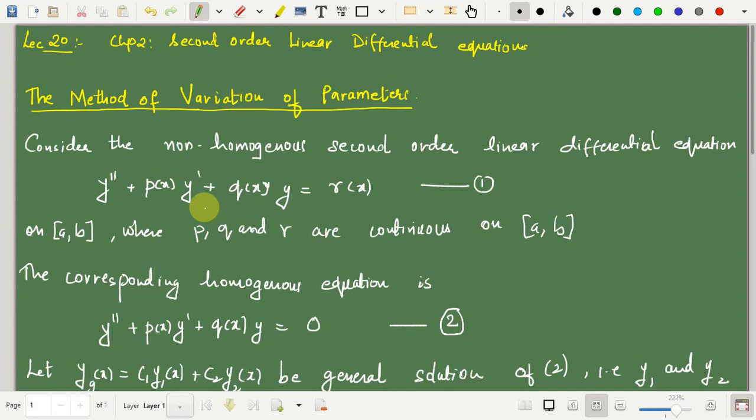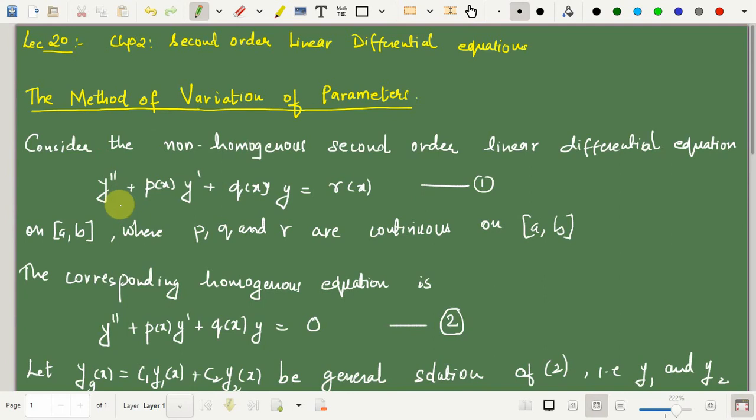The first limitation was that the functions occurring in the second order linear differential equation, that is p of x and q of x, need to be constant, only then it can be used. The second limitation of the same method was that this r of x needs to be of a particular form, then only can we apply undetermined coefficients. So in this lecture we see yet another powerful method which overcomes these difficulties, and it's called the method of variation of parameters.